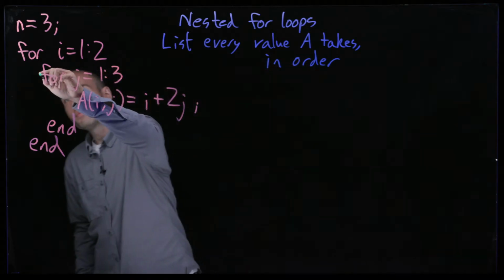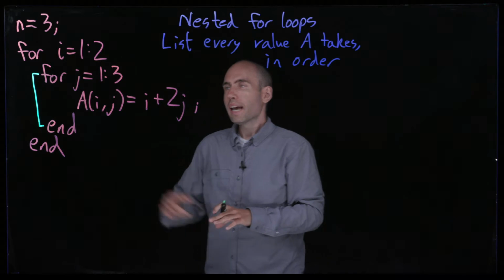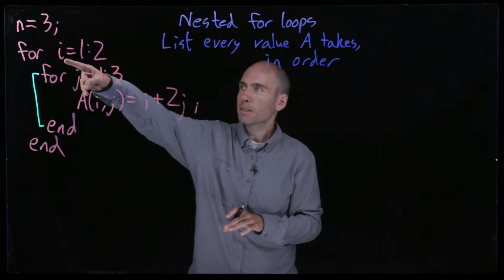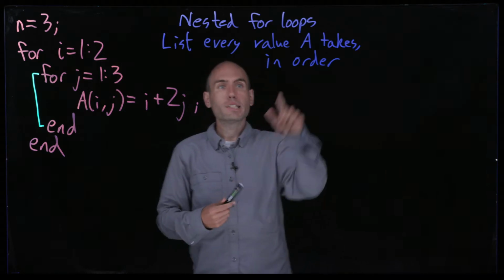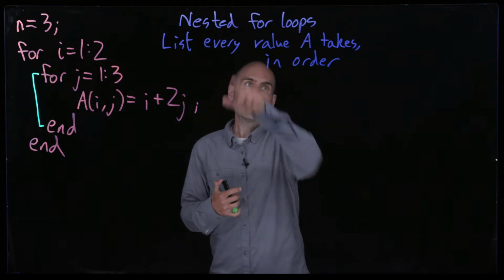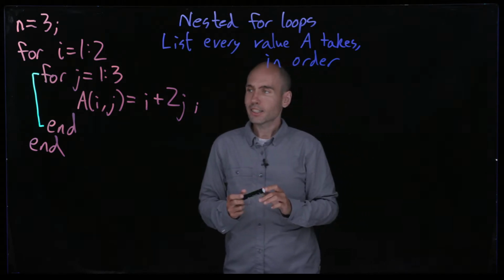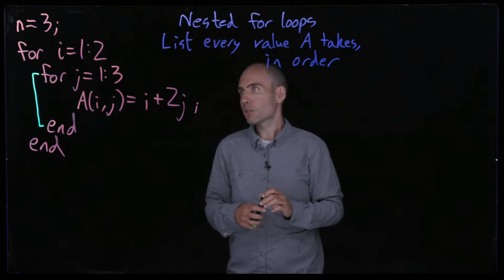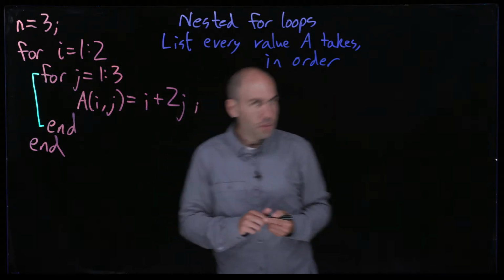And this part here is what's called the inner for loop. We're going to do this 2 times, once for i equals 1, once for i equals 2. And this question that I've written here, list every value that a takes in order, is one of my favorite types of questions to ask on exams or on quizzes. So here's the type of answer I would want for that.